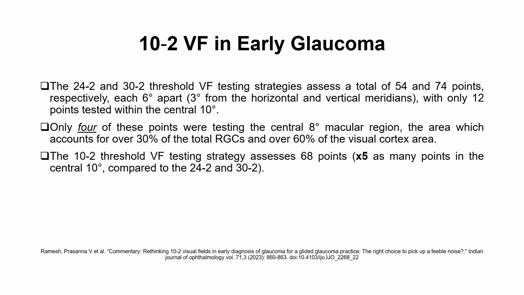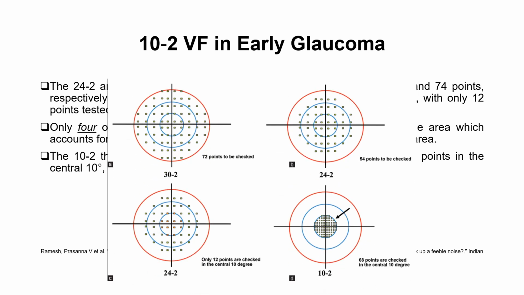In contrast, the 10-2 threshold visual field testing strategy assesses 68 points, 5 times as many points in the central 10 degrees compared to the 24-2 and 30-2. And we'll see this in a very good image. So this is the figure. See here, in the 32-2 test strategy, there are 72 points to be checked.